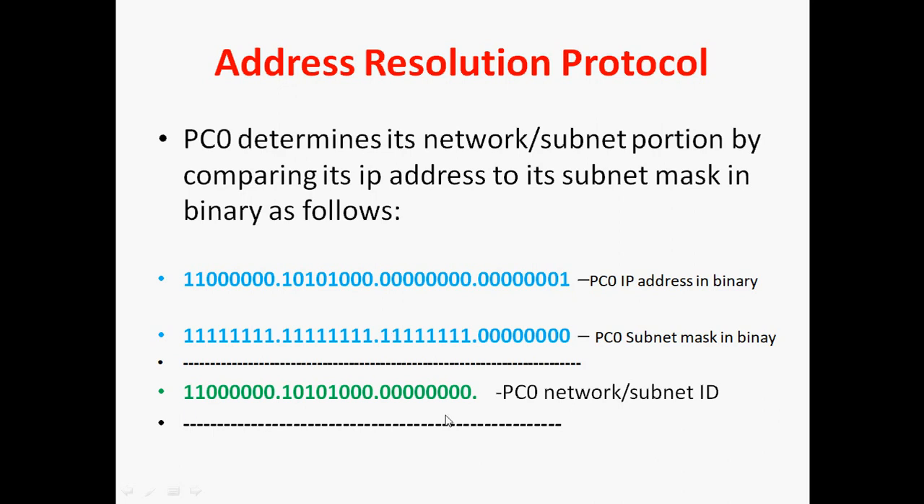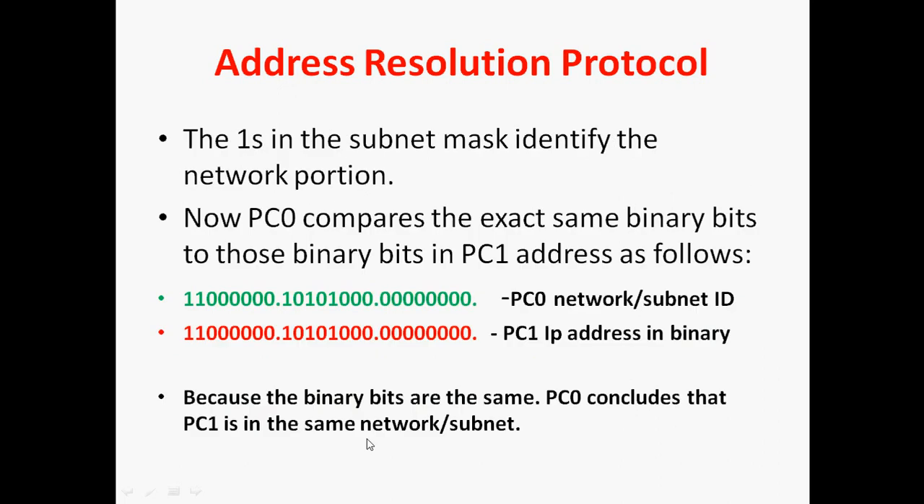So here I will just look at the first 24 bits only, because the subnet mask is 255.255.255.0. So the first 24 bits are the network portion, so I have to consider the first 24 bits only. So this is the output. The ones in the subnet mask identify the network portion.